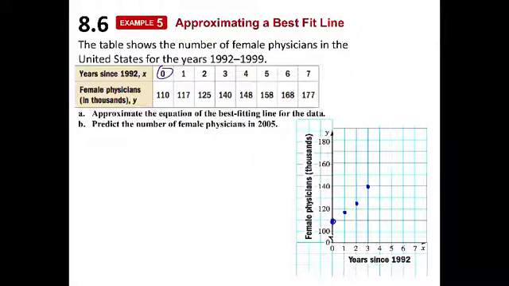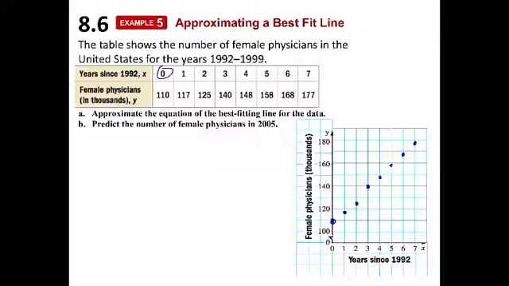At 4 years, we're at 148, so getting kind of close to 150. At 5 years, we're at 158, so closer to 160. At 6 years, we're at 168, so close to 170. And at 7 years, we're at 177, so kind of close to 180.